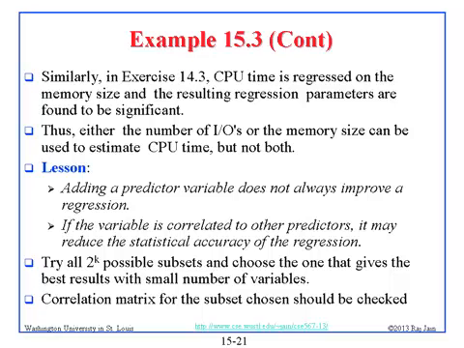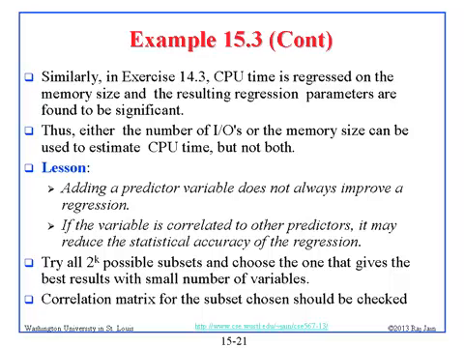One of the ways is that you could try all possible 2 raised to k subsets. If there are 4 predictors, you can write down a table: 0, 0, 0, 0, then 0, 0, 0, 1, and so on. You'll get 16 rows. There are 16 possible subsets of the predictors. And you can see the one which gives you the best results with the smallest number of variables.